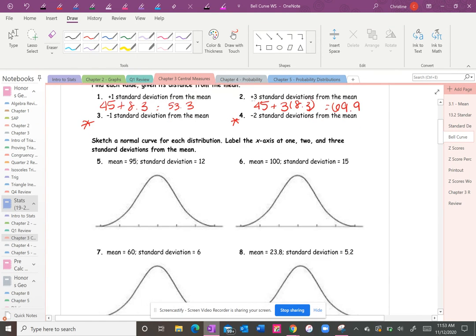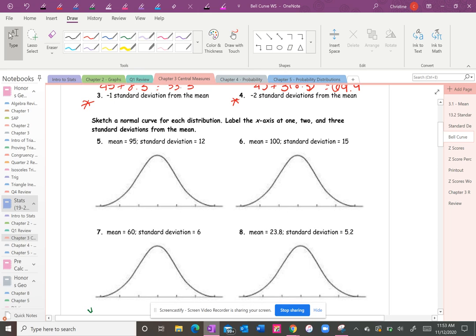And then all we're going to do here is just practice labeling the x-axis. In this one, the average is 95. The standard deviation is 12. So you're going to do 95 plus 12, 107 plus 12. You just keep adding 12 in this one. And I'm using a calculator, 119 plus 12 is 131. And then you go the other way, 95 minus 12. And so that's how you set up your axis.